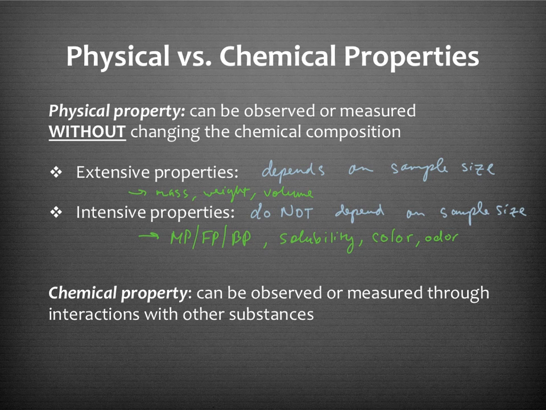Chemical properties, on the other hand, can be observed or measured through interactions with other substances. So often the case with chemical reactions. So, for example, burning, combusting, decomposing, reacting, or rust. That's an example of a chemical property. Magnetism, if you think about the element iron, it's a type of substance, type of element with certain properties that allow it to be attracted to magnets. Iron could also rust, so that's another example of a chemical property of iron that's characteristic of that specific substance.